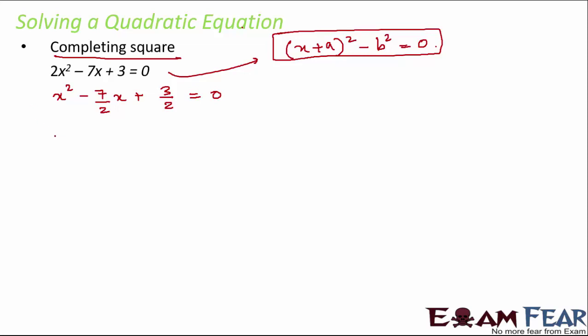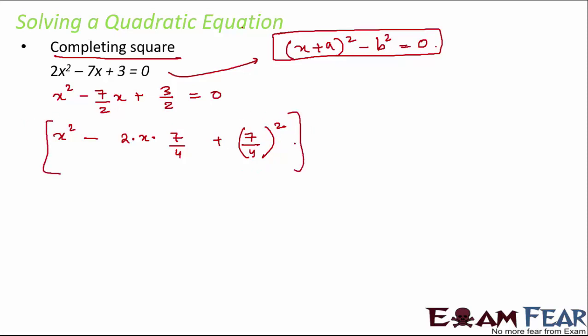Right? Now we know a square minus 2ab plus b square. So this 7 by 2 can be written as 2 into 7 by 4, right? So a square minus 2ab plus b square. We are trying to write it in that form. So 2 into x into 7 by 4. So 7 by 4 becomes our b. So b square.